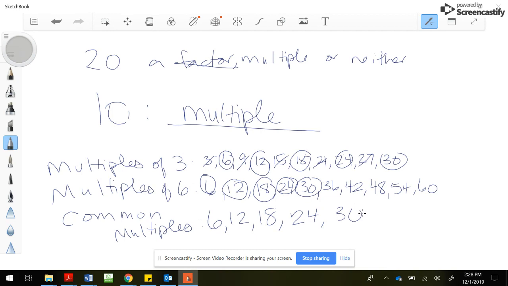A lot of times we'll see story problems where we'll ask, what's the first possible combination? So we would want that least common multiple, the smallest one. So that would be 6.